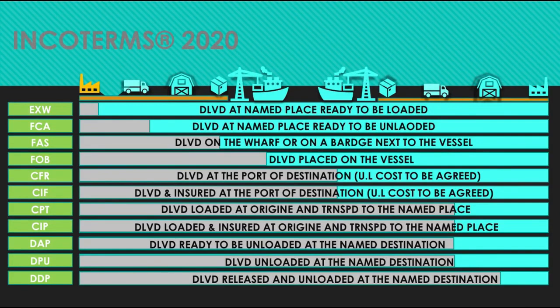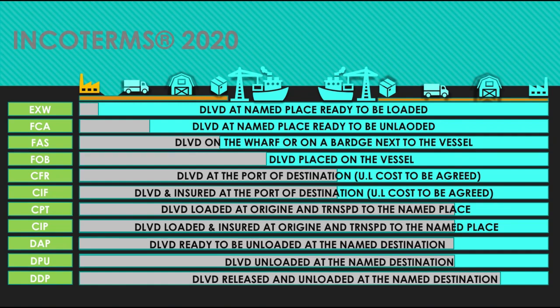Here we have a brief explanation of Incoterms 2020, which are 11 items. Ex Works, delivered at named place ready to be loaded. FCA, delivered at named place ready to be unloaded. FAS, delivered on the wharf or on a barge next to the vessel. FOB, delivered placed on the vessel. CFR, delivered at the port of destination. Unloading cost to be agreed.